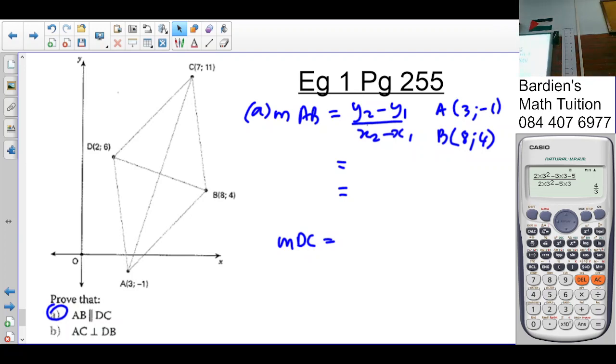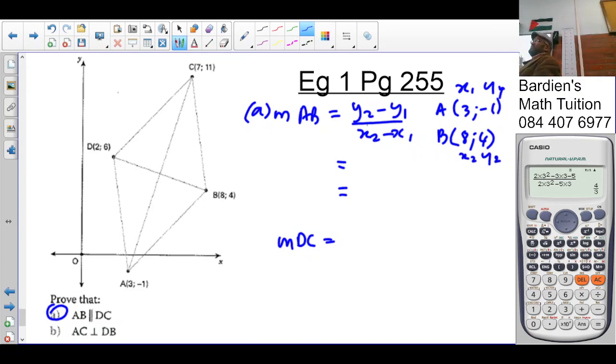So what do we have? Is this x1, y1, x2, y2? Always write it on the side, so that you don't make a mistake, but the examiner sees clearly which point you are using. So y2 is 4 minus 1, over 8 minus 3. That gives us an answer of 5 over 5, which is 1.